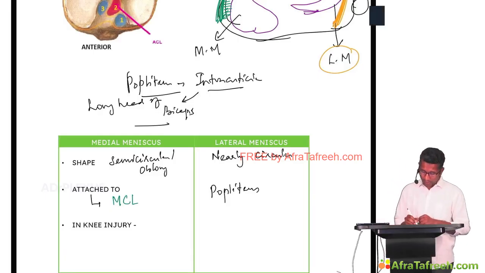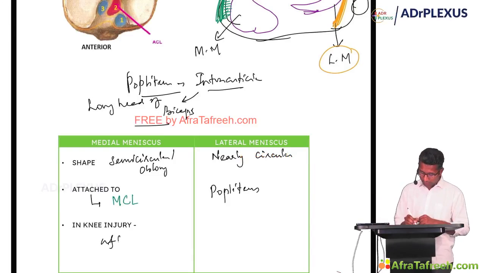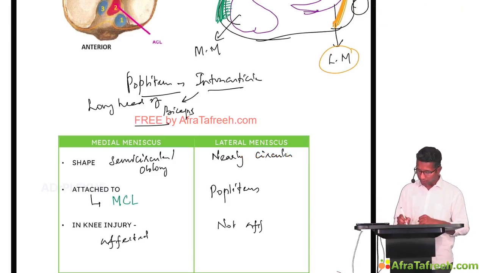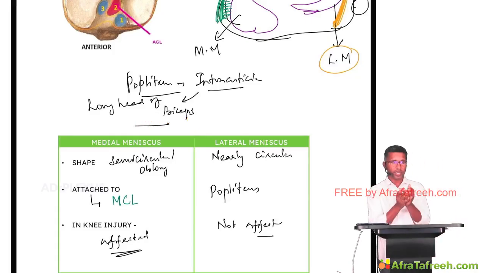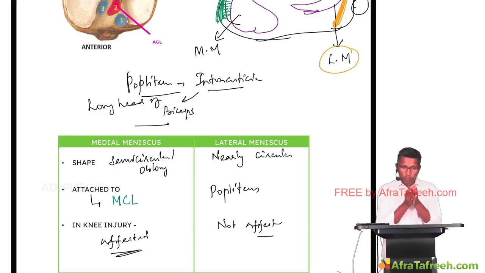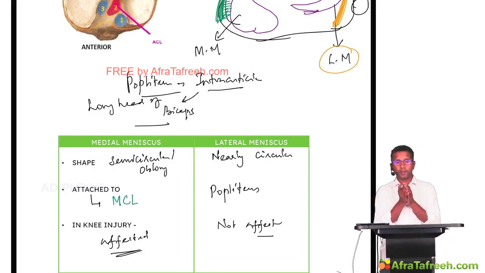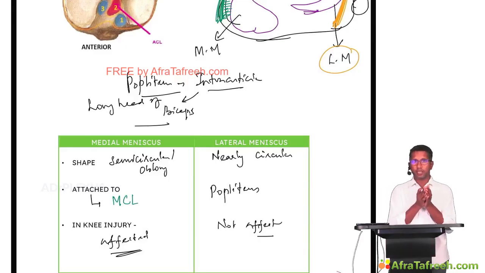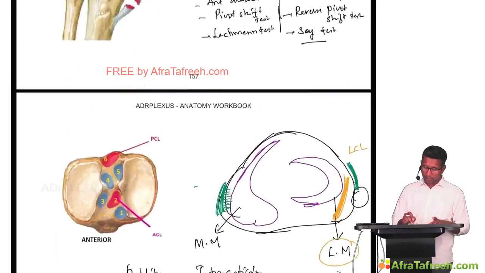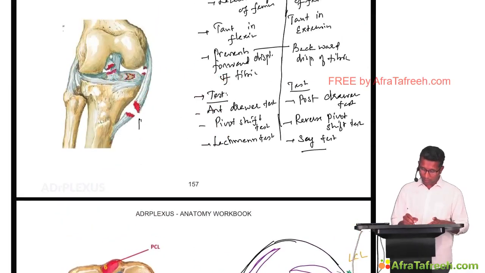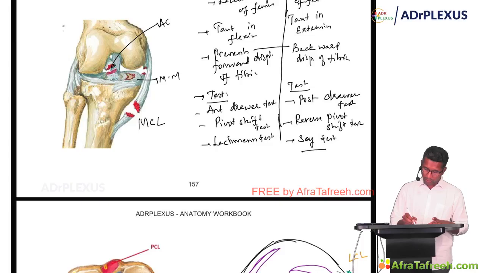So in knee injury, the medial meniscus is affected. Usually in knee injury the lateral meniscus is not affected commonly. The medial meniscus is affected because of its attachment to the MCL, so it is not able to move freely. So whenever there is a knee injury, along with the MCL, there can be an injury of the medial meniscus also. Whenever there is an injury of the medial collateral ligament, you can see the medial meniscus getting injured. Along with the medial meniscus, you can also have injury to the ACL.